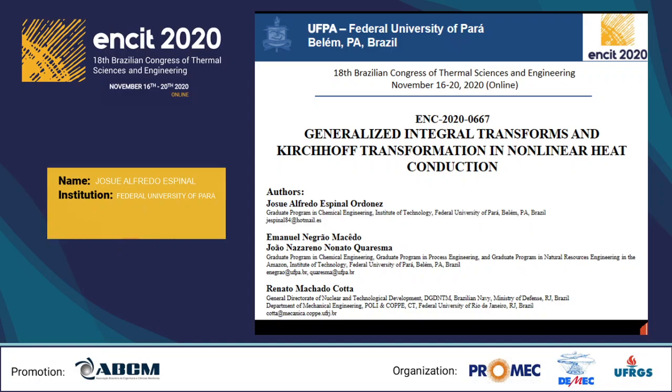Good morning. I will present the scientific article Generalized Integral Transforms and Kirchhoff's Transformation in Nonlinear Heat Conduction. Authors: Josué Espinal, Emmanuel Macedo, Joao Quaresma, Renato Cota.